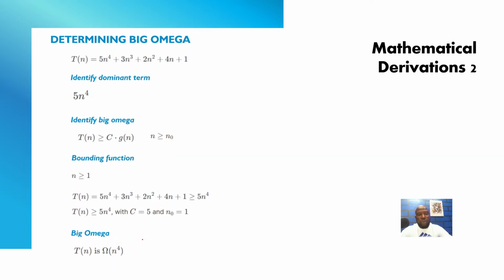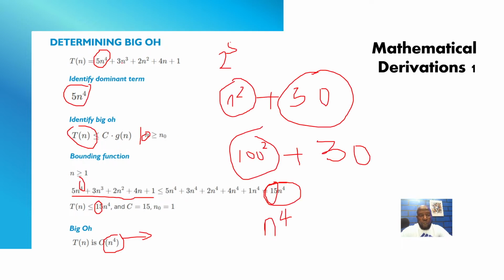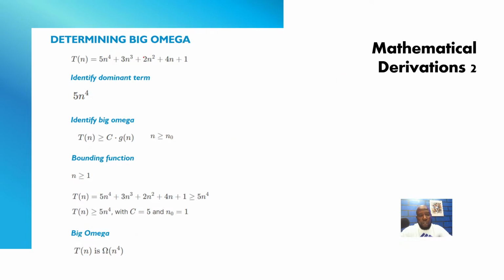Then the same thing is applicable to the big omega. With the big omega, we're trying to find out the best case scenario. What is the best case scenario? How can we represent this function in such a way that this function is greater than it? In the case of the big O, how do we represent this function so that this function is less than our representation? That is big O. Big omega is how do we represent the function in such a way that the function is greater. So we'll have 5n raised to 4, which is the dominant factor.